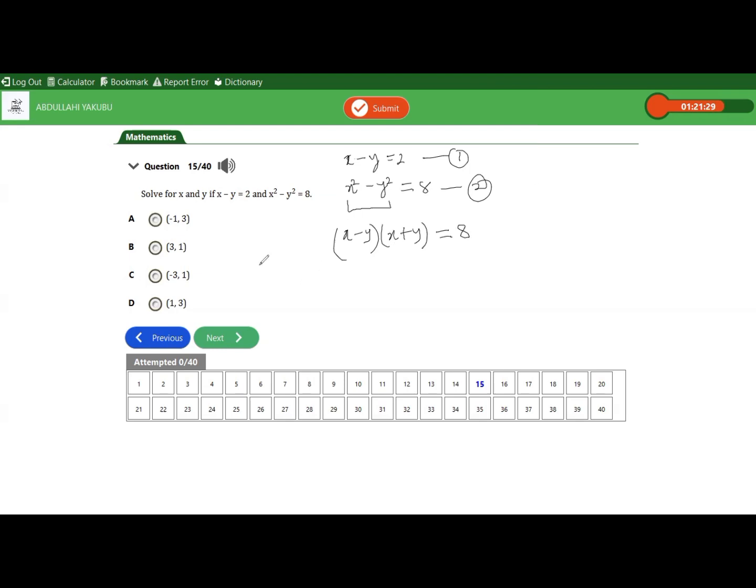So in that case, from equation 1, x minus y is equal to 2. So I'll just say here, x minus y becomes 2, into x plus y equal to 8. Is that clear? So here, divide both sides by 2, which implies x plus y is equal to 4.